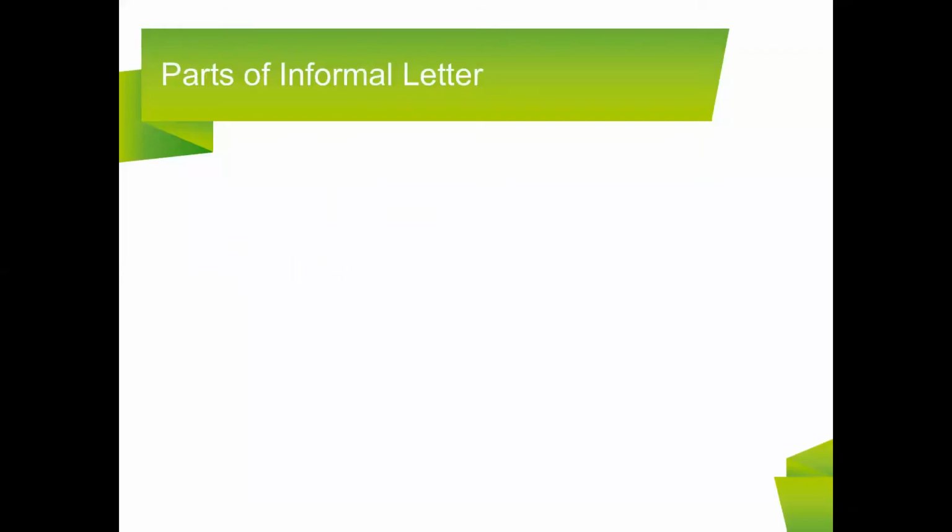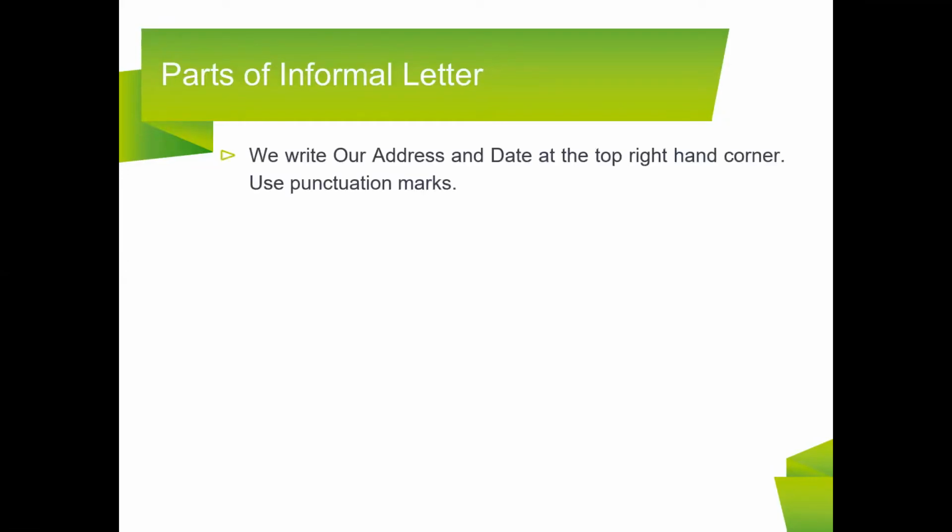Now, today we are going to deal with informal letter. And the first slide explains the parts of informal letter. Informal letter, as you all know, is also called personal letter. And the first part of an informal letter is the address and date at the top right hand corner. And you have to use punctuation marks. So these are the points that today we are going to discuss. You can write it in your notebook and we will detail them in the remaining slides.